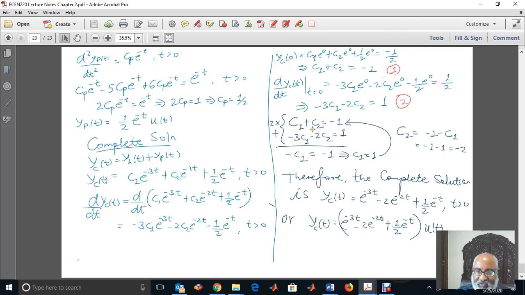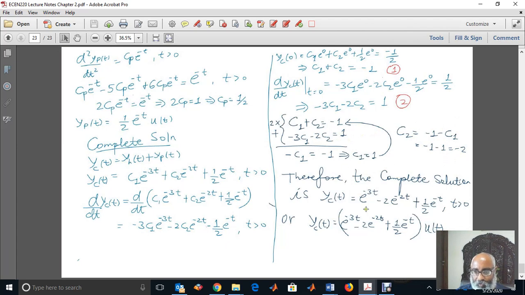Here, to eliminate, for example, C2, I multiply the first by 2. So this will be 2 C1 plus 2 C2 is equal to negative 2, and I add it to the second. When you add this, it will be minus C1, C2 will cancel, is equal to negative 1, so C1 is equal to 1. From the first one, C2 is negative 1 minus C1, negative 1 minus 1, which is negative 2. So I found C1 and C2.